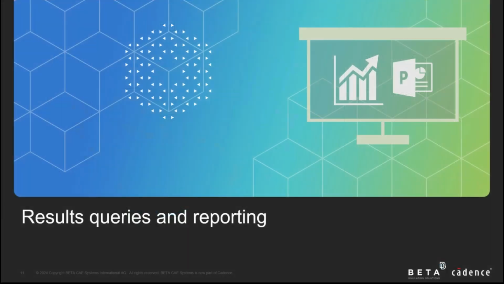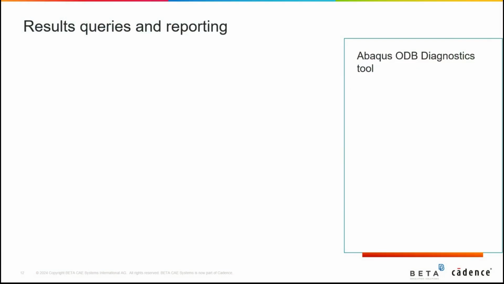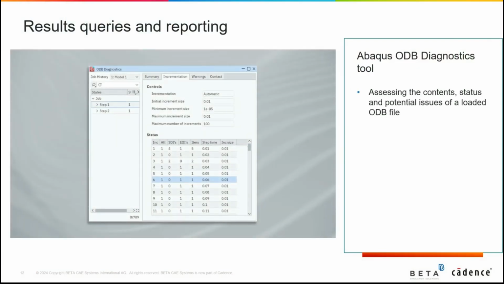Moving on to results queries and reporting. ODB Diagnostics tool is now introduced in Meta. The tool facilitates assessing and understanding the contents, status, and potential issues of a loaded ODB file. It is also possible to identify elements or nodes that are referenced in the diagnostics tool directly on the 3D model. The tool can be easily accessed from the Analysis ribbon tab.